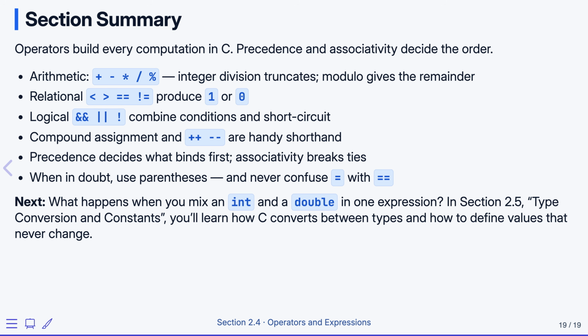Next, in section 2.5, we look at what happens when you mix an int and a double in one expression. You will learn how C converts between types, and how to define constants that never change.